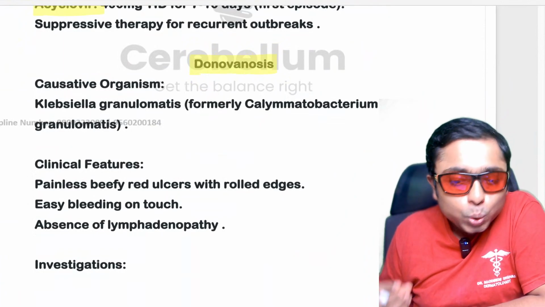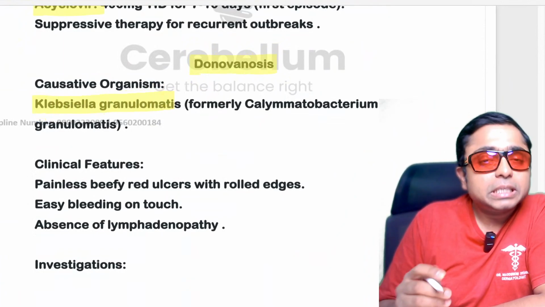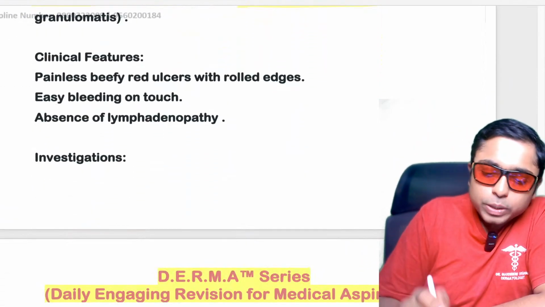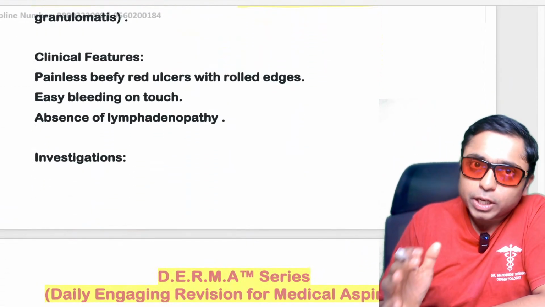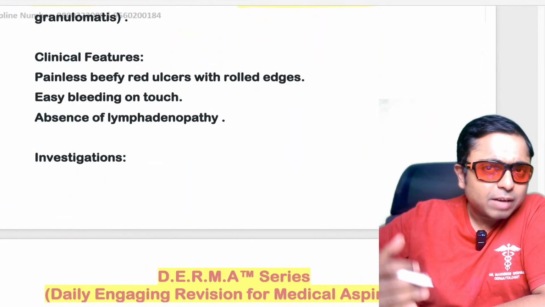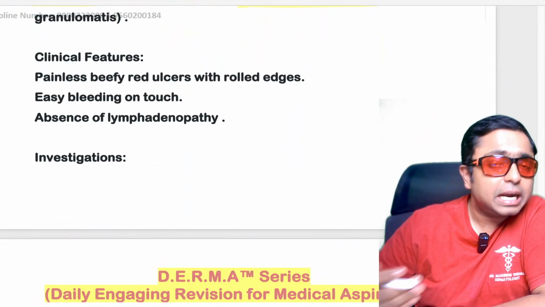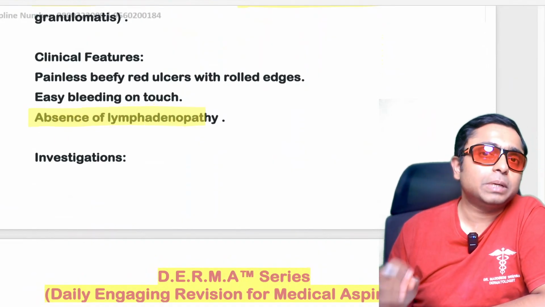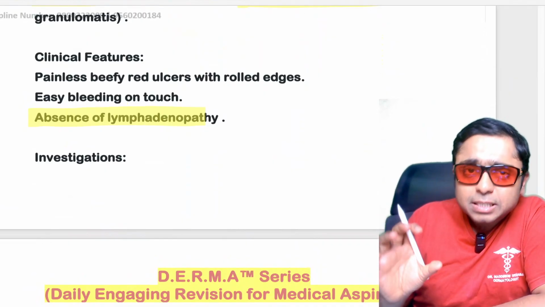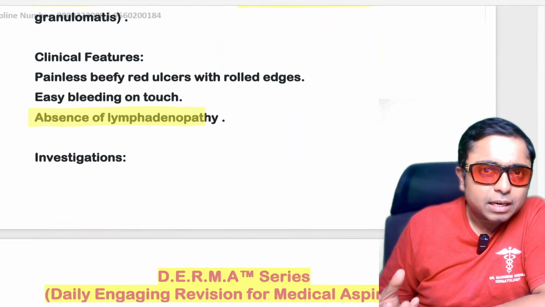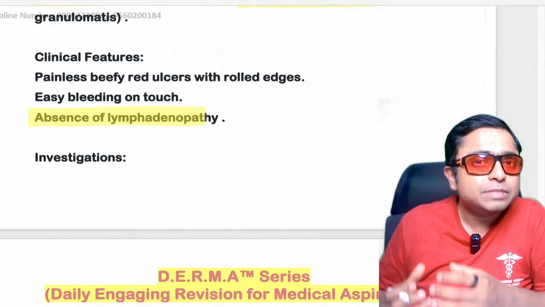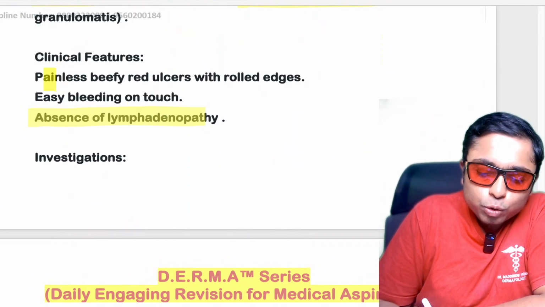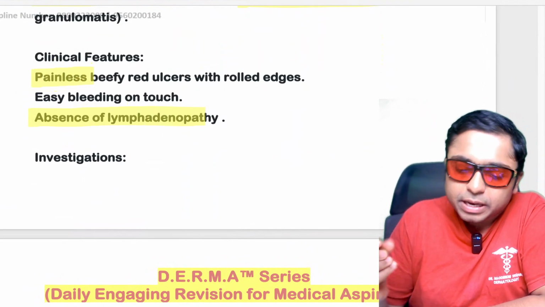So next is donovanosis. What is the causative organism? It is Klebsiella granulomatis. Previously it was called Calymmatobacterium granulomatis. Here the presentation is very peculiar because till now we have seen patients presenting with genital ulcer and lymphadenopathy in the inguinal area, but here there will not be any true lymphadenopathy in the inguinal area; instead there will be subcutaneous nodules in the lymph node area. We call it a pseudobubo, and the ulcer is going to present as a painless beefy red ulcer.